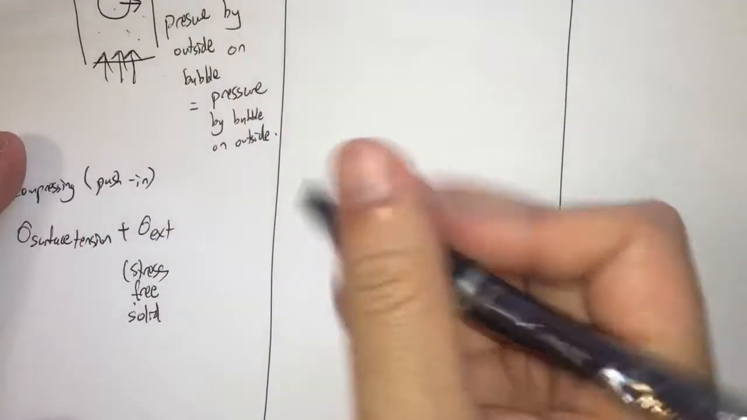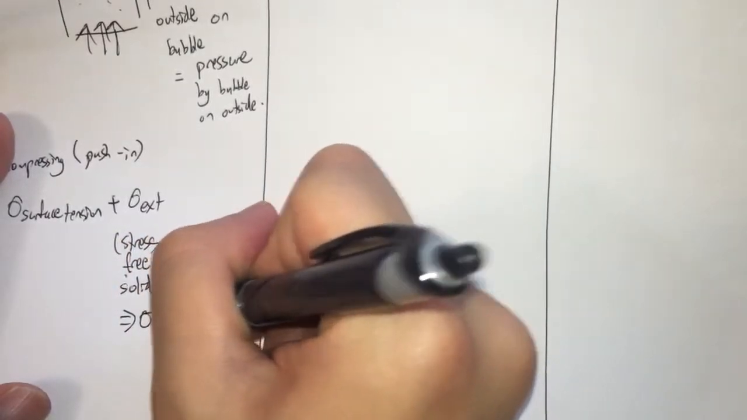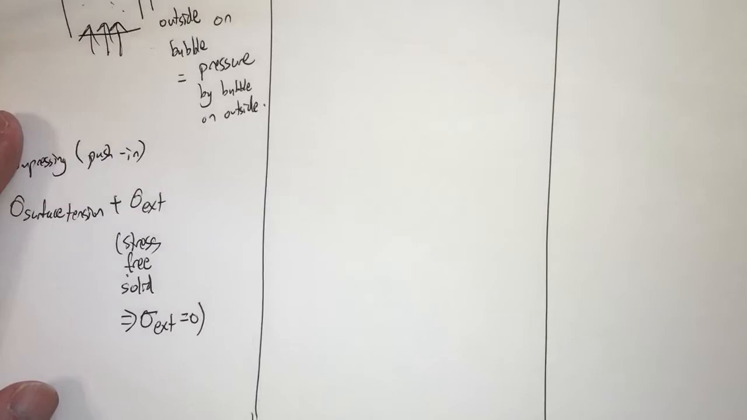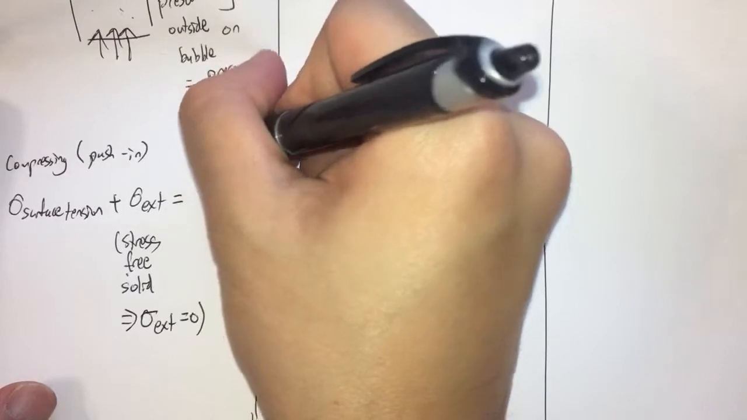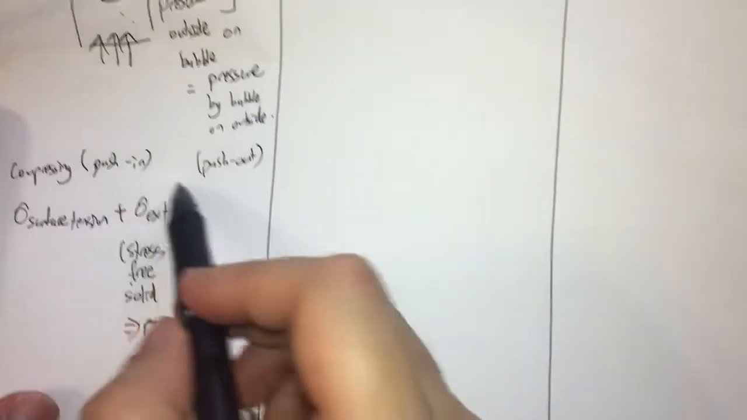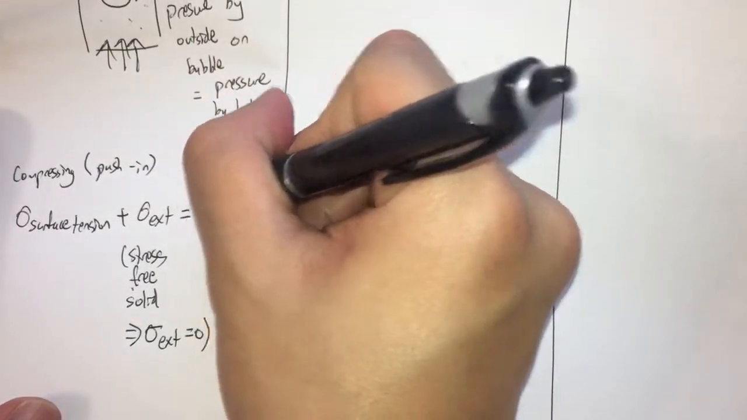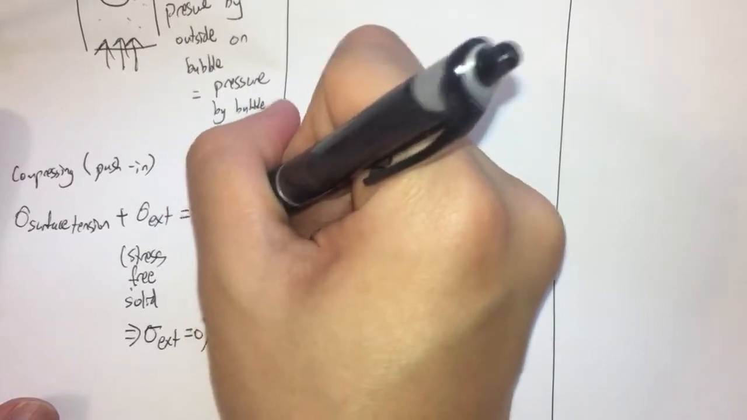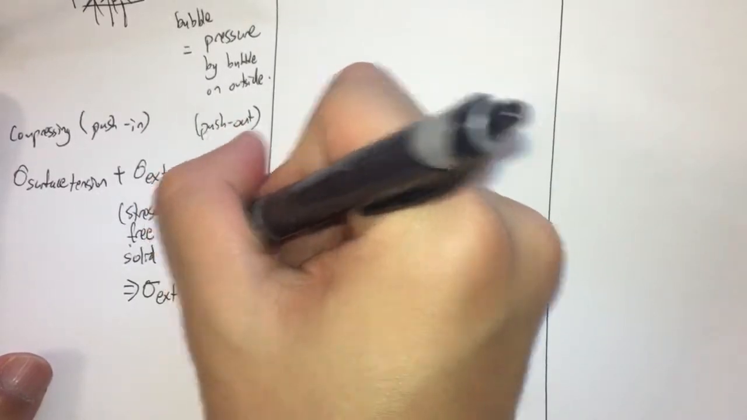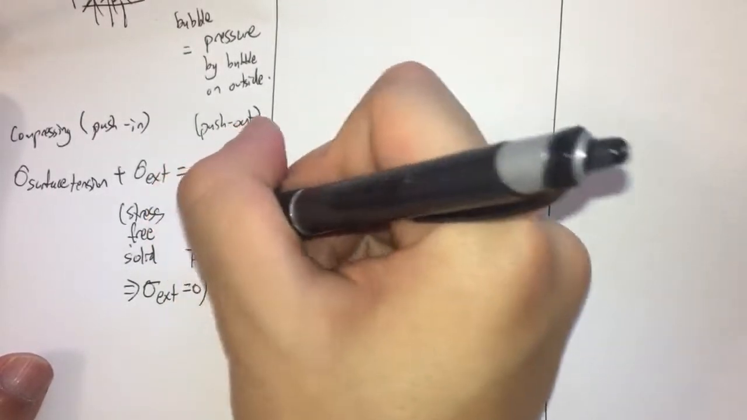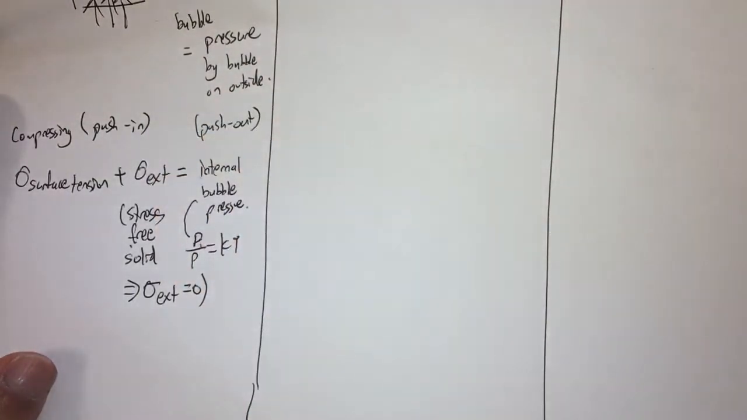When we hear the term stress-free solid, it just means that the external stress equals 0 or is neglected. So this is balanced by the push-out forces. The bubble is trying to push out, so to speak. So we will have the internal bubble pressure, P over rho equals kT. This is the bubble pressure that we are talking about.